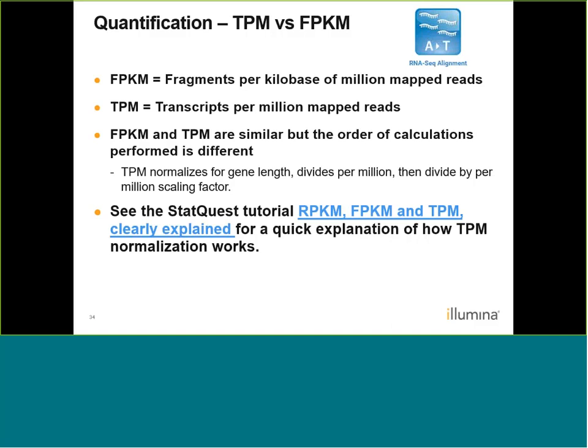So if you want to stay with FPKM values, if that's what you prefer to use for your abundance estimation, then it's best for you to go back and use the RNA-Seq V1.1 workflow instead of this workflow. However, if you are interested in using this one, you're going to get these TPM values. Also, I've linked up here a really good tutorial that details RPKM, FPKM, and TPM, so you can clearly see the difference of how this different normalization works.